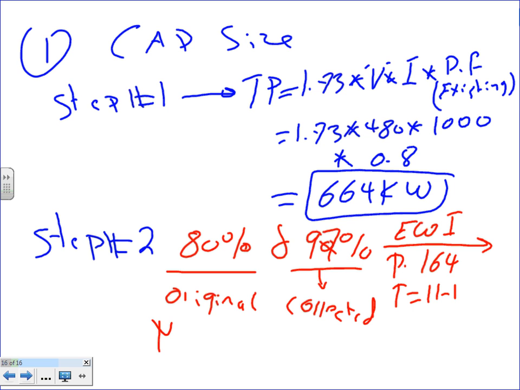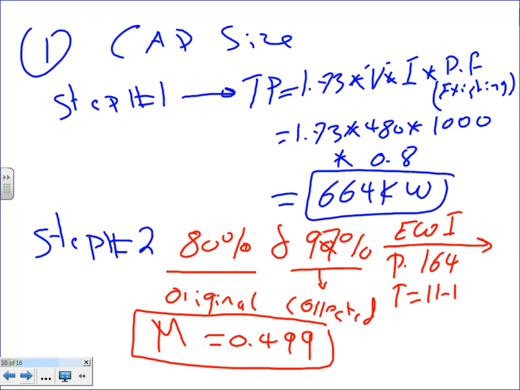my multiplier is 0.499. You're going to see why I found this number. Any question guys about this number? Any question about this number? So step number one, find the true power. Step number two, find the multiplier. Piece of cake. The multiplier is easy based on the columns. The columns are corrected. The rows are original.